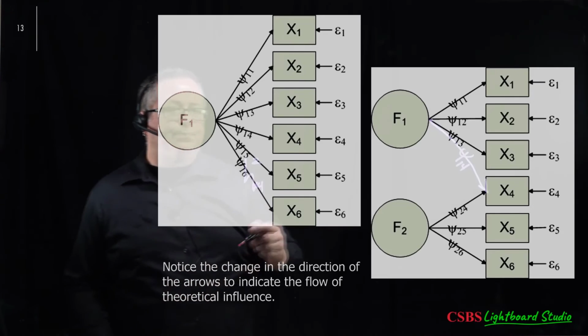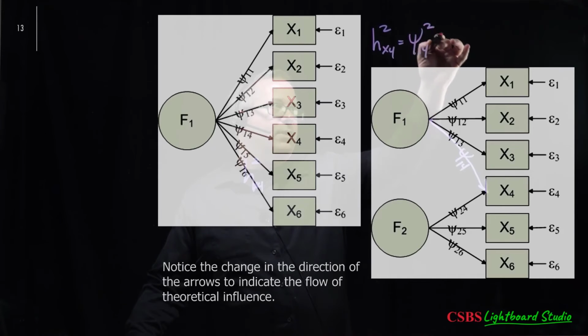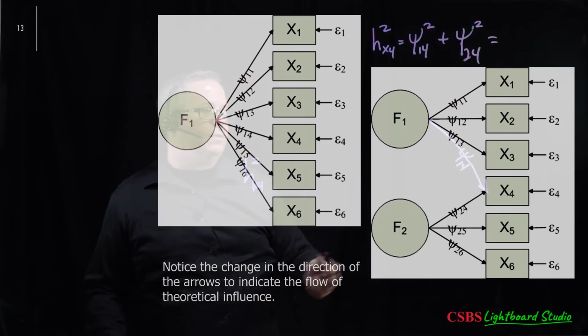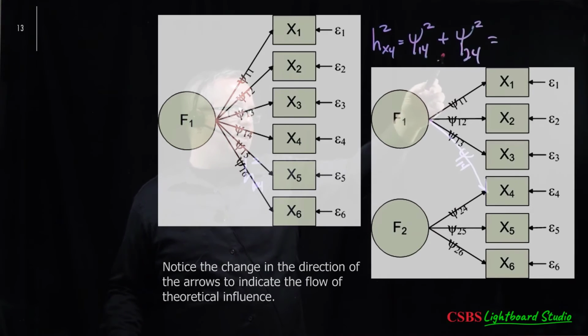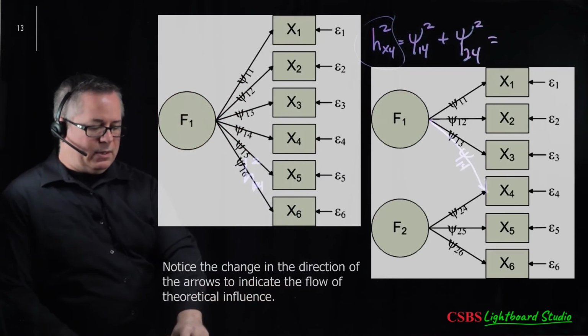If I wanted to get the commonality, h squared, for the x4 variable, I would have to take Psy524 and square it, plus Psy524 and square it. Right? Because there are two factors predicting it, I need to square and add up both of those to understand what the total commonality is for x4. That's why there's a sum.